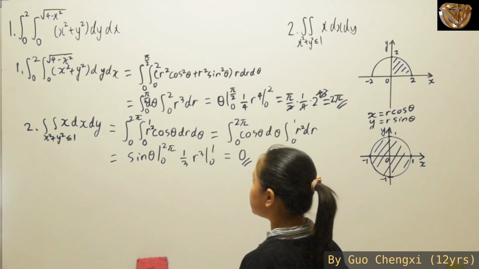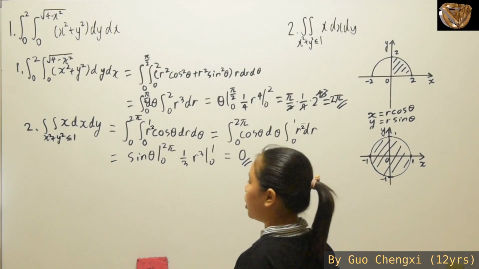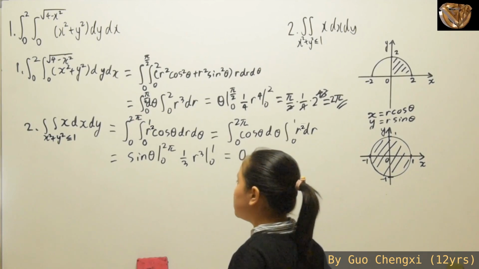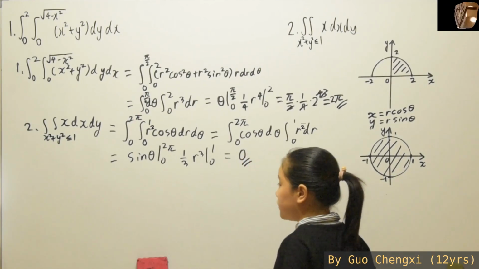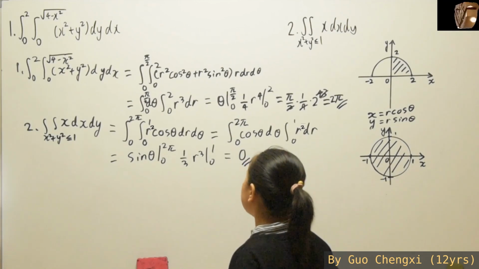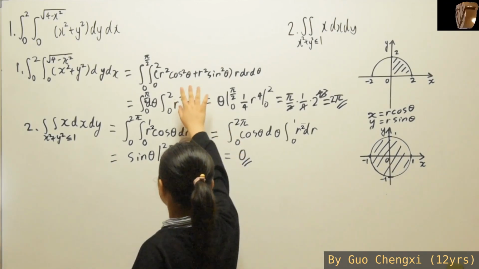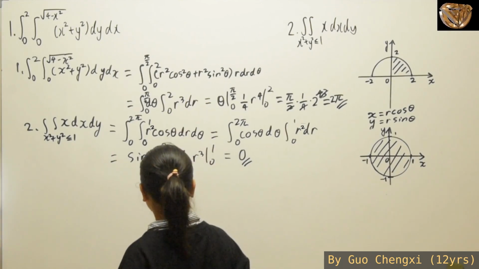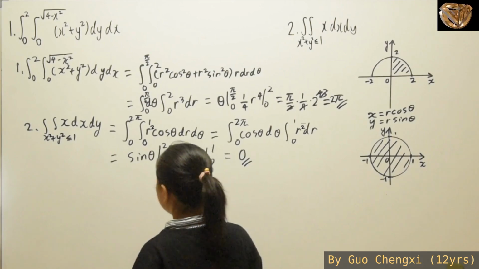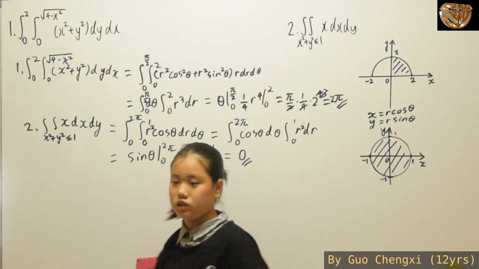For both of these examples, we changed the Cartesian coordinates to polar coordinates. You can choose to use Cartesian coordinates for these questions, but you're just making it a lot harder. So mainly what we use for this part is just sine squared theta plus cosine squared theta equals to 1, and that's pretty much it, other than changing Cartesian to polar coordinates.